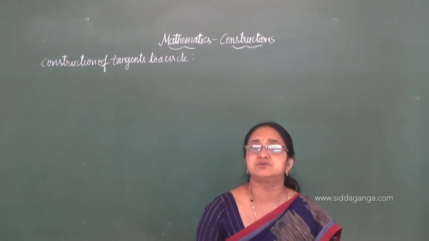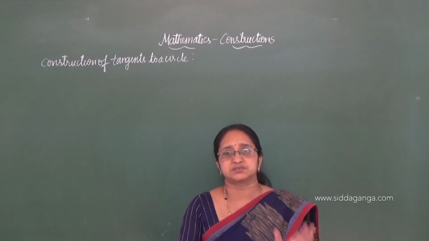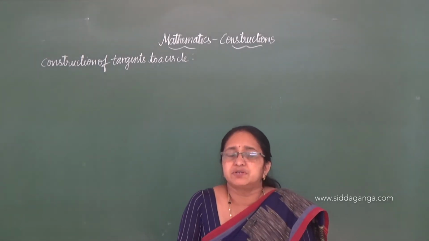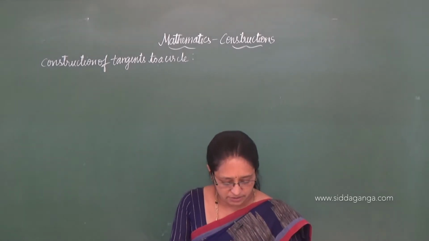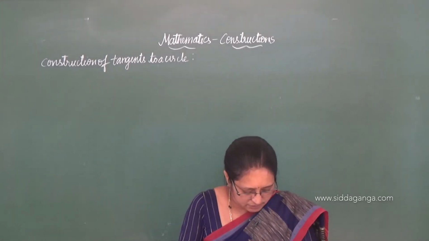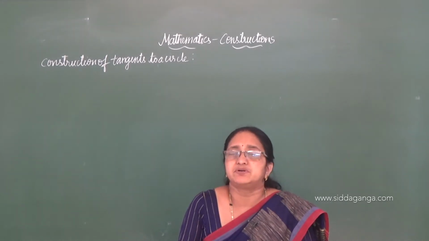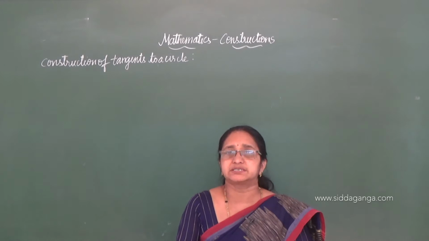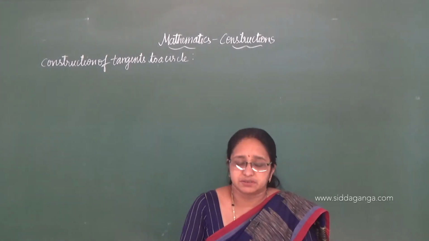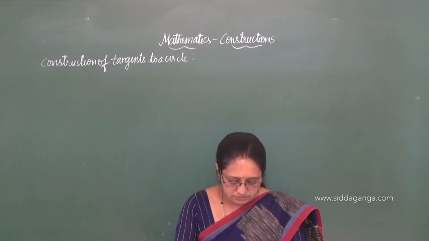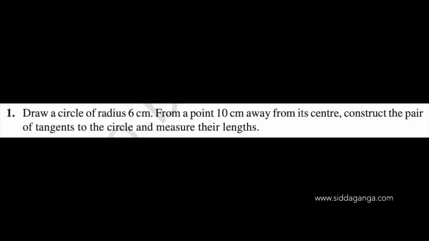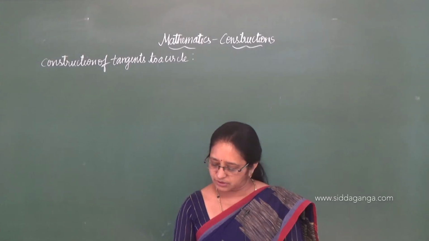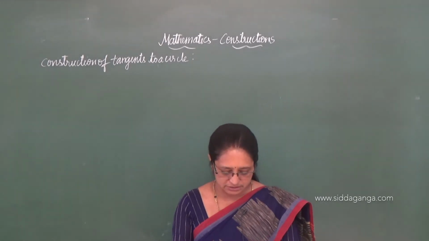Now in this chapter we are going to see how we can construct these two tangents from the given point. For that, in exercise 11.2, I am directly taking the first problem. I am going to read that question now. Draw a circle of radius 6 centimeter. From a point 10 centimeter away from the center, construct the pair of tangents to the circle and measure their lengths. So after constructing, you have to measure their lengths.